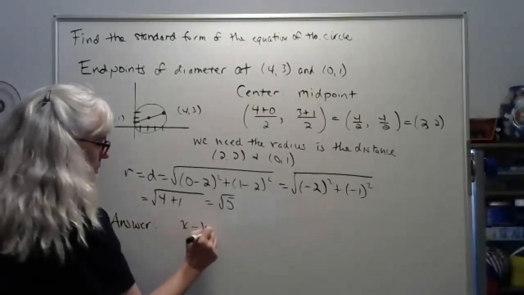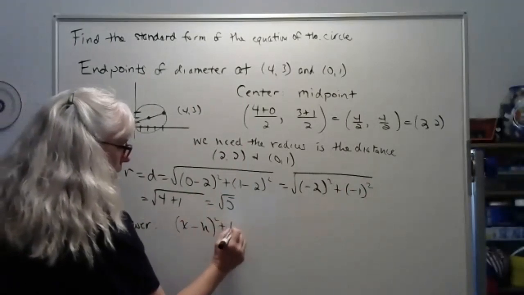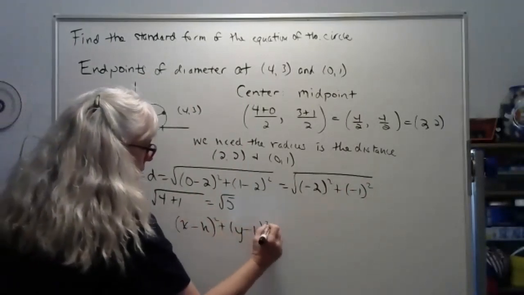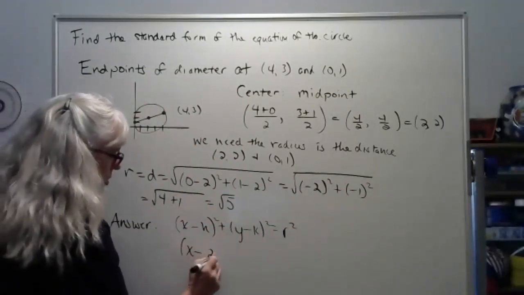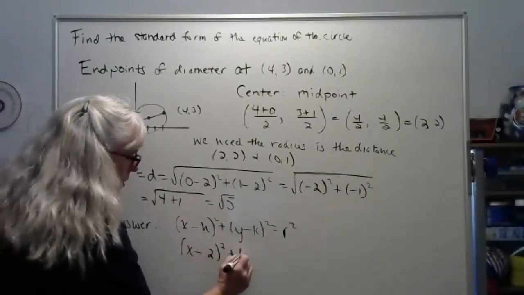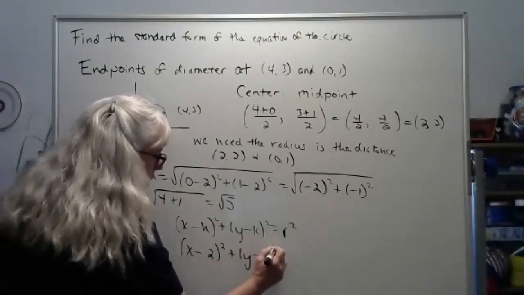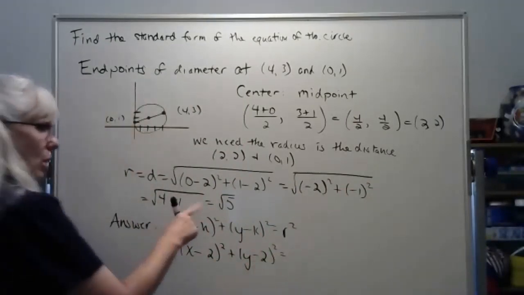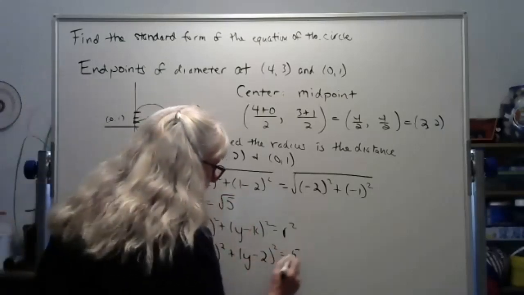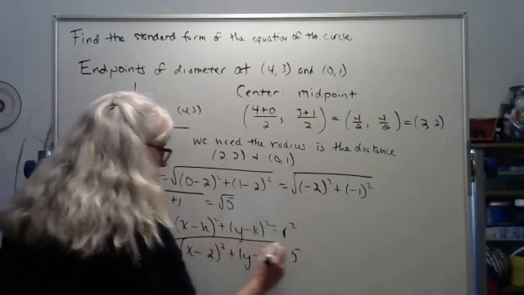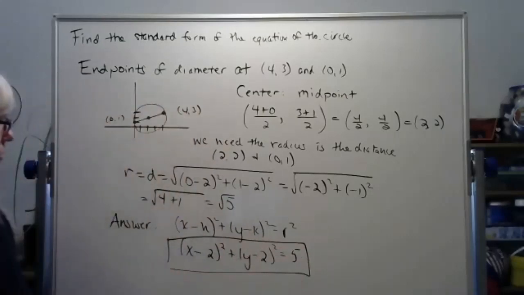So again, the answer then, we're after that x minus h squared plus y minus k squared equals r squared. So that would be x minus 2 quantity squared plus y minus 2 quantity squared. And that's equal to our radius squared. Well, the square root of 5 squared is just going to give me a 5. And there's our final answer to the question. So that one worked out really, really nice. And it was nice because you guys recognized we needed that midpoint. So that's the important part about this one.